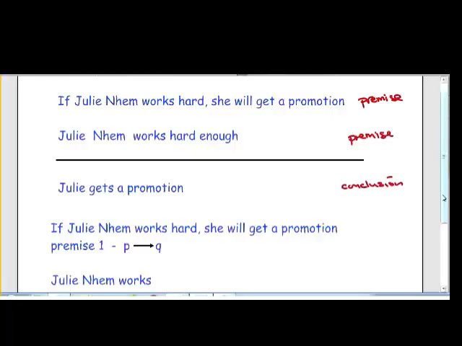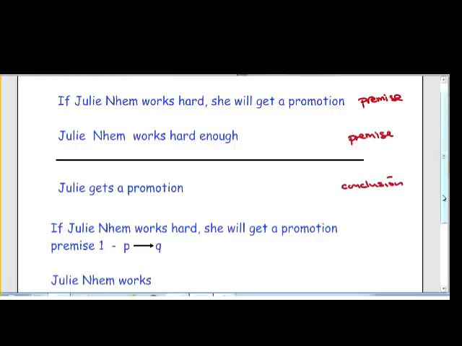Yeah, I mean, if you switch them, would that mess up the validity of the argument? You can do that, and you can probably see, if I took "Julie gets a promotion" second and "Julie Nem works hard" as the conclusion, all those statements may be true, but the argument may be invalid. So we're going to see if this organization of the arguments, these two premises and this conclusion, is a valid argument. It seems like a valid argument if you just looked at it, right?